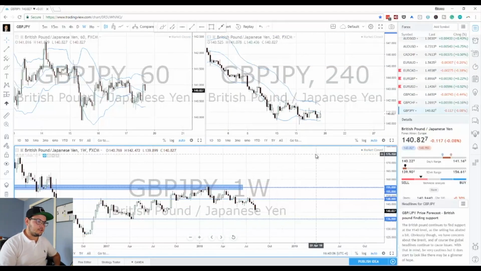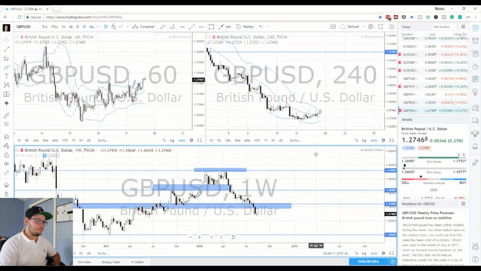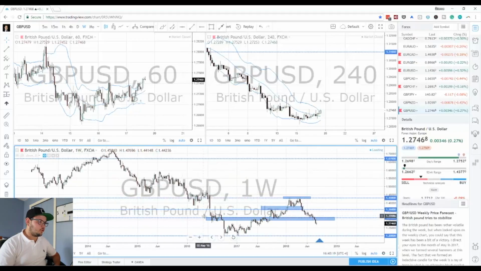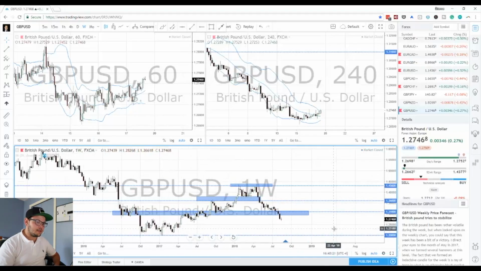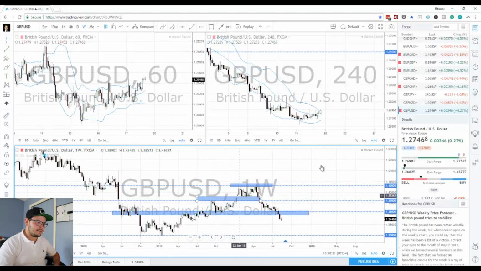GBPJPY between two zones, I'm not going to trade that. GBPNZD also messy. GBPUSD, it was last week at the support area, now it's broken down. So I'm going to look for a move all the way to here, 1.20. It's quite a big move, like this is 1.31, so it's 1,100 pips of difference. But we'll have to be patient and wait for price to hit that level here. This is the best place to look for trades. In the middle, it's messy, it's not that clear. So you might want to wait and get the best trades.